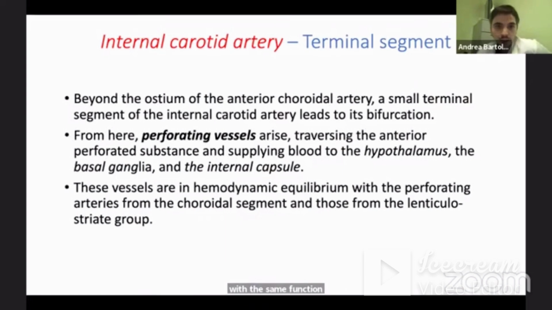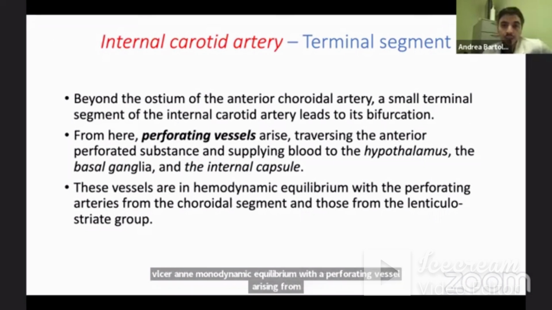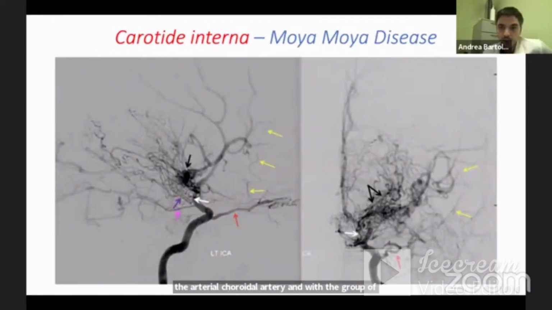The terminal segment beyond the ostium of the anterior choroidal artery is a small terminal segment of the ICA that leads to its bifurcation. From the terminal segment can arise perforating vessels, traversing the anterior perforated substance and supplying blood to the hypothalamus, the basal ganglia, and the internal capsule. These vessels are in hemodynamic equilibrium with the perforating vessels arising from the anterior choroidal artery and with the group of lenticulostriate arteries. In cases of moyamoya disease, we can see hypertrophic perforating vessels arising from the top of the ICA.